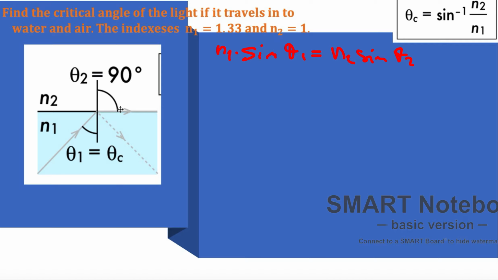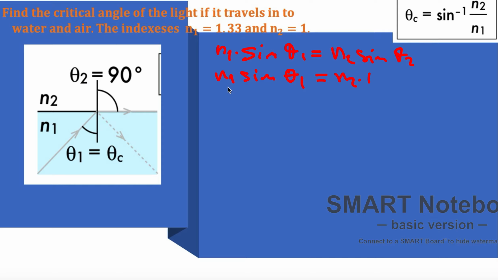But in this case here, what do we have? Theta 2 is 90 degrees. And if we apply 90 degrees instead of theta 2, sine of 90 degrees is 1, and N2 times 1 is just N2. But now theta 1 is equal to the critical angle theta c, so what we are looking to find is the critical angle theta c.